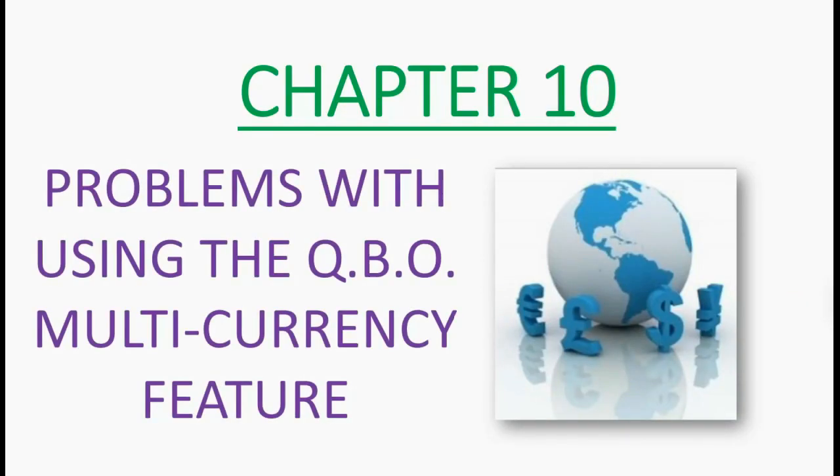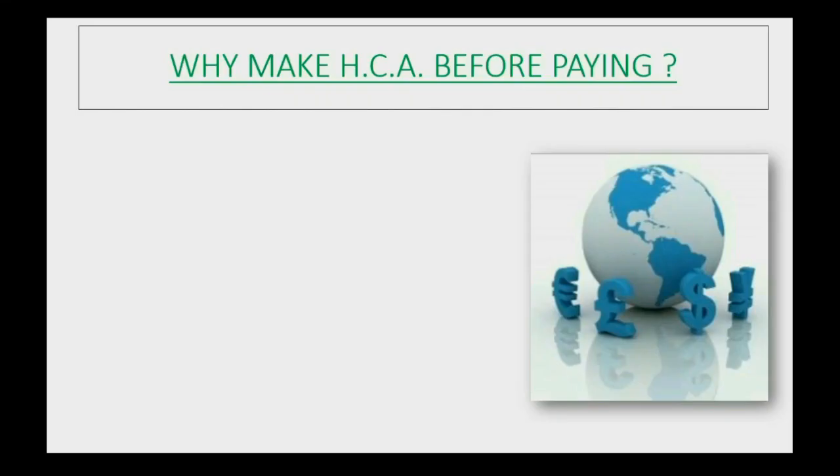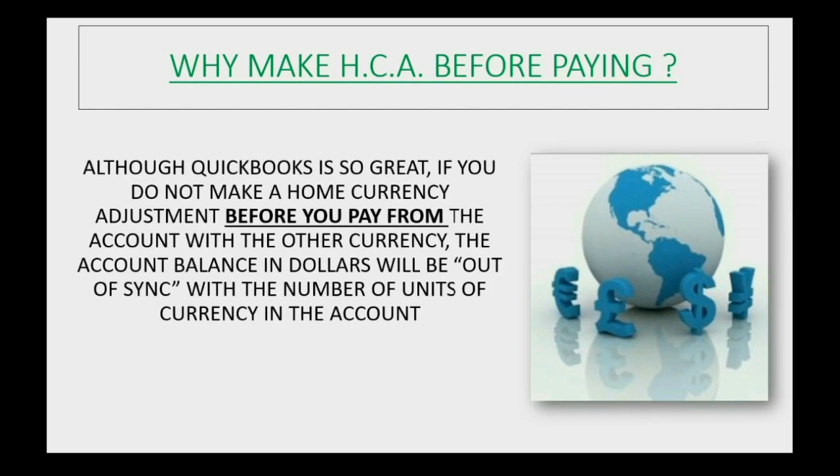Chapter 10. Problems with using the multi-currency feature. So why do we need to make a home currency adjustment before we remove the foreign units from the foreign bank account? Well, although QuickBooks is so great, if you do not make a home currency adjustment before you pay from the account with the other currency, the account balance in dollars will be out of sync with the number of units of currency in the account.